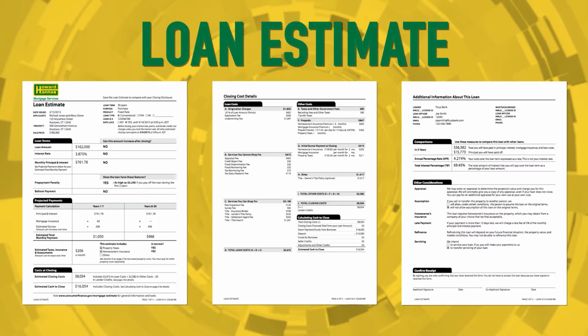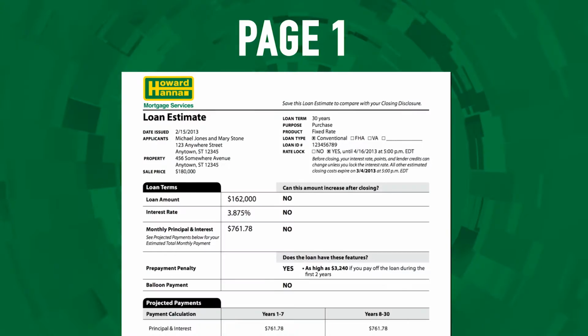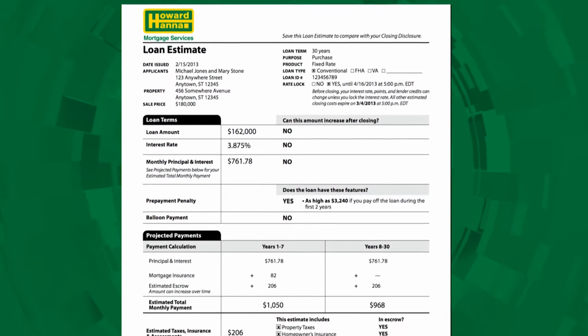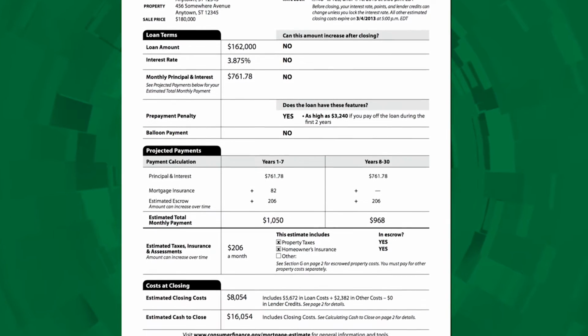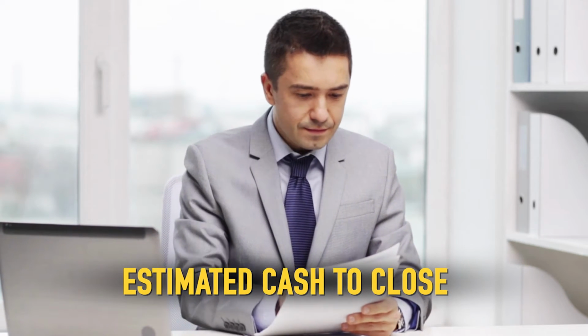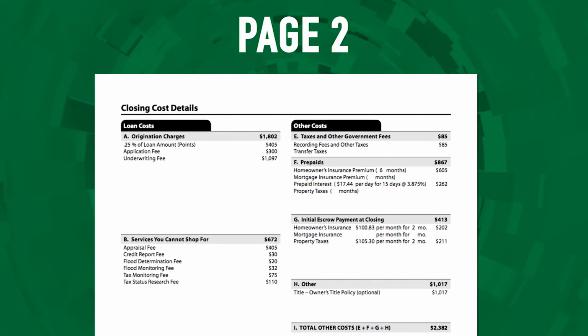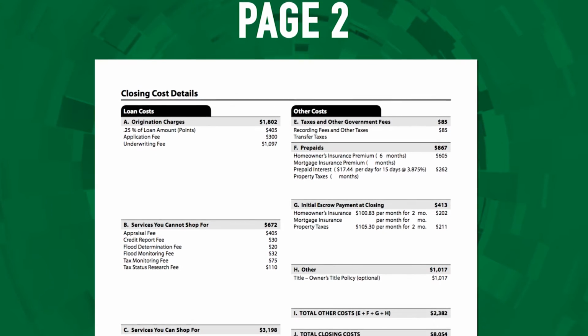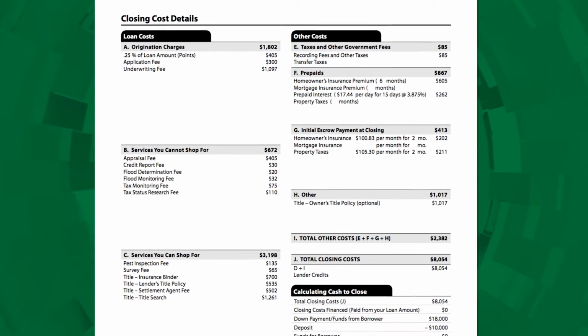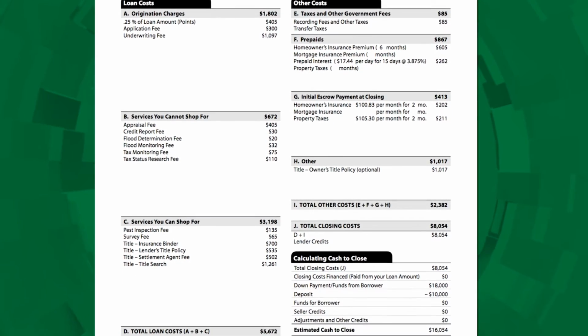The new Loan Estimate has 3 pages. Page 1 begins with general loan information and then includes sections for loan terms, projected payments, and closing costs. It's important to note that the borrower is now given the estimated cash to close amount, which is not included on the previous GFE. Page 2 is a breakdown of loan costs, other costs, and a summary entitled Calculating Cash to Close. What's different on this page is how the costs are broken down.